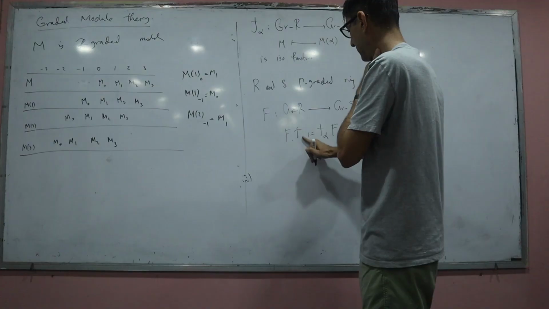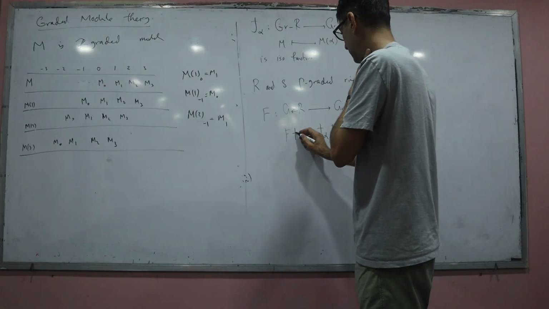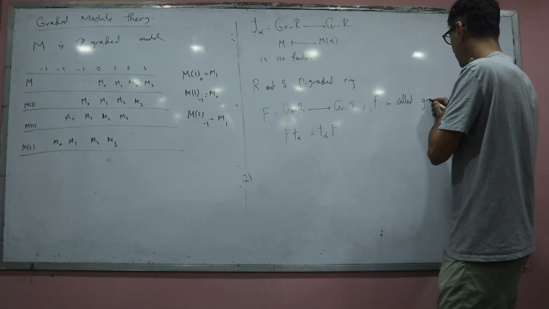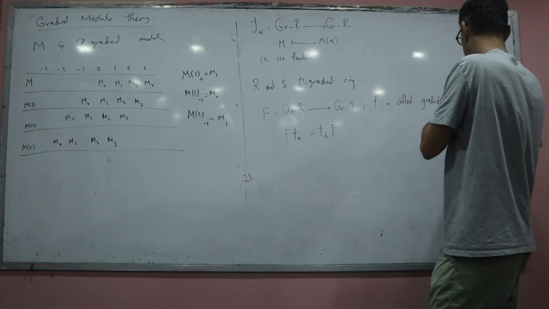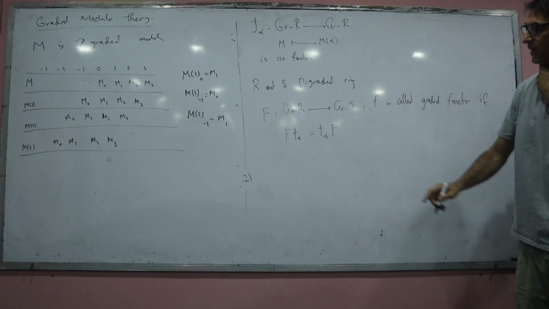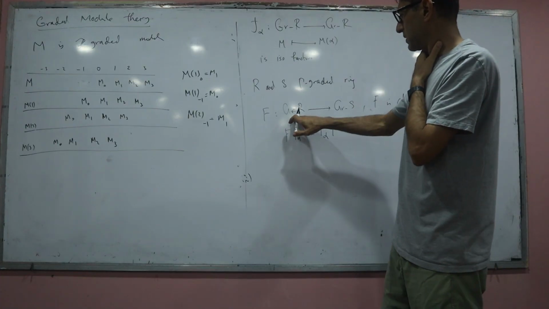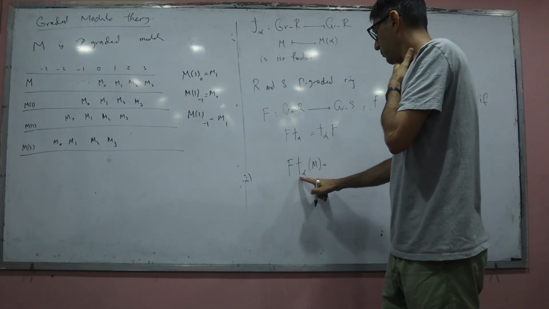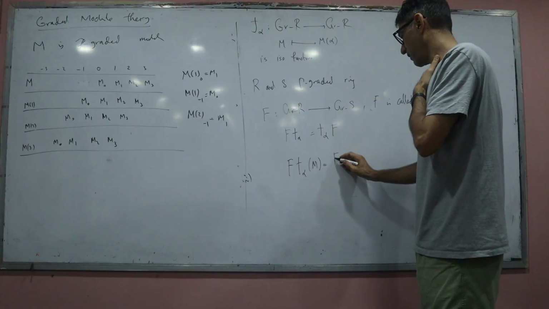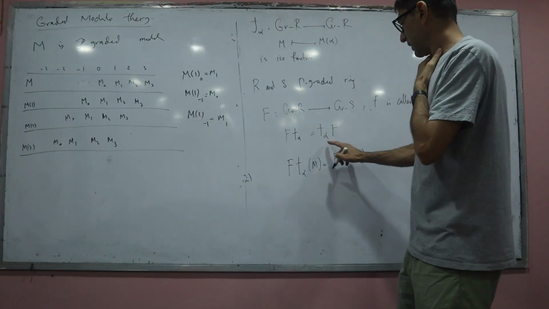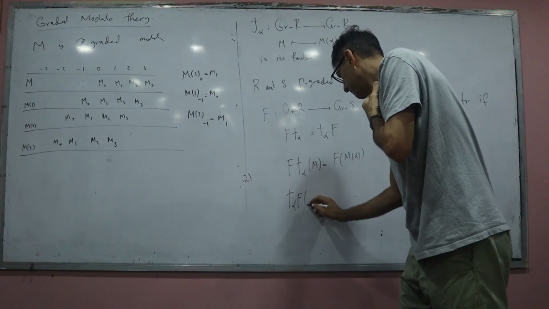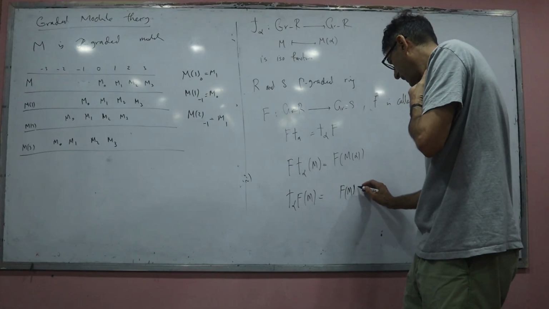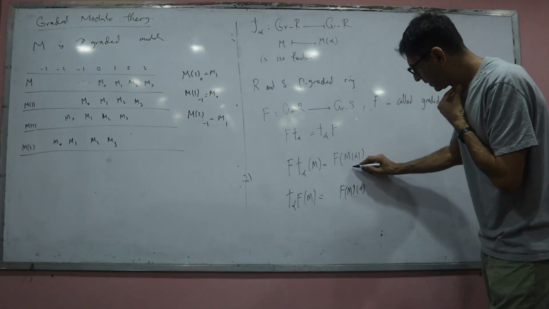So what does that mean? Let me just unpack this. F is called a graded functor if this happens. Okay, just plug in elements or objects here. So I get F T alpha M. With this one, you're shifting with alpha, so I get F of M alpha. And then here I have F of M, and then I shift this with alpha. And I want this to be the same.